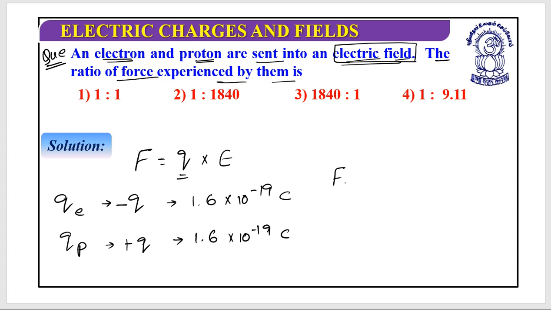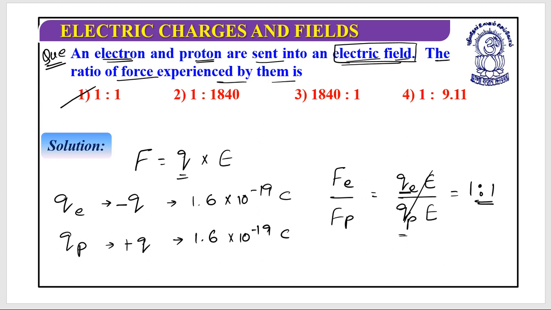So the force on the electron to the force on the proton would be equal to the charge of the electron multiplied by the electric field, divided by the charge of the proton multiplied by the electric field. As the charge of the electron and the charge of the proton are both the same in magnitude, this would be 1:1. Are you clear with this?